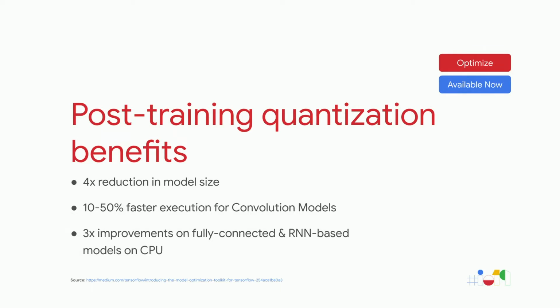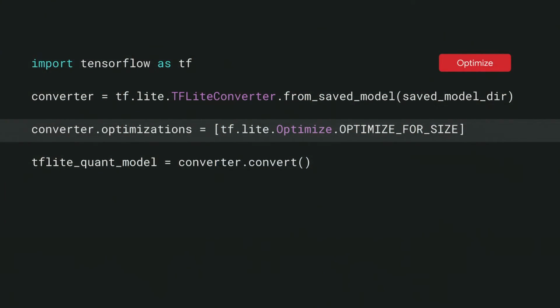We've seen up to a 4x reduction in model size, 10 to 50% faster execution for convolutional models, and 3x improvements on fully connected and RNN-based models on the CPU. And this is how simple it is to do it. It really is just a simple flag flip.